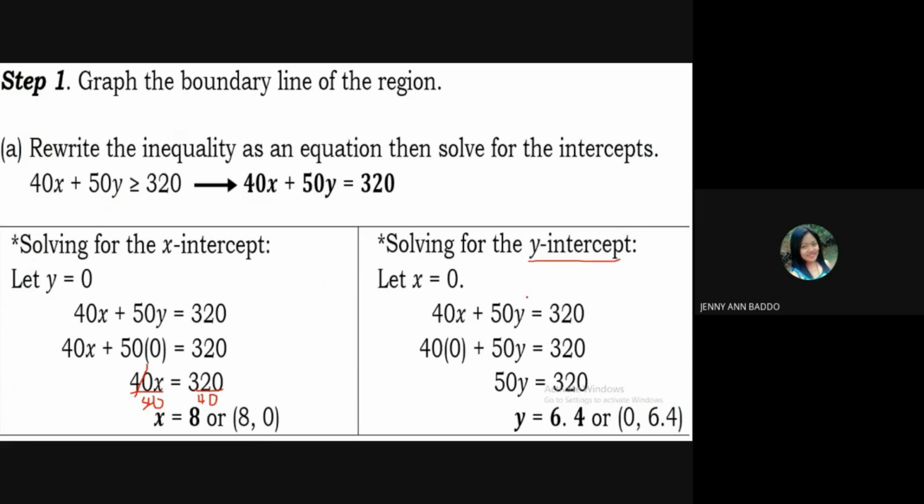Now solving for the y-intercept. To solve for that, we have to let x equal 0. So by substitution, we have 40 times 0 plus 50y equals 320. This is 0. Then bring down 50y equals 320. Dividing both sides of the equation by 50, we have y equals 320 divided by 50, which is 6.4. Therefore, the y-intercept is at the point (0, 6.4).